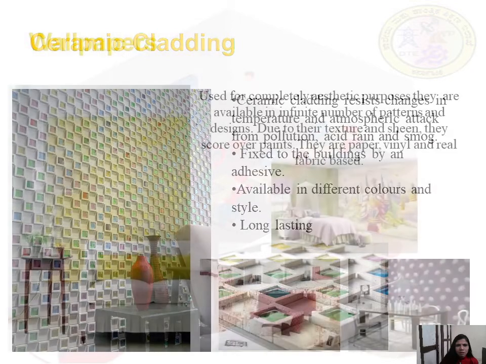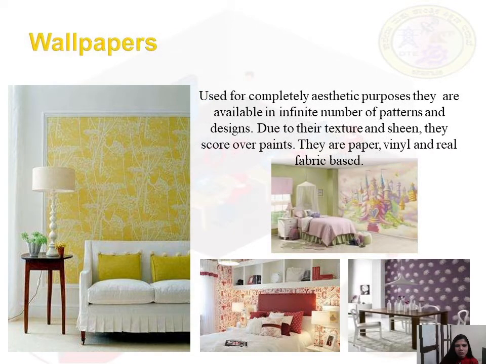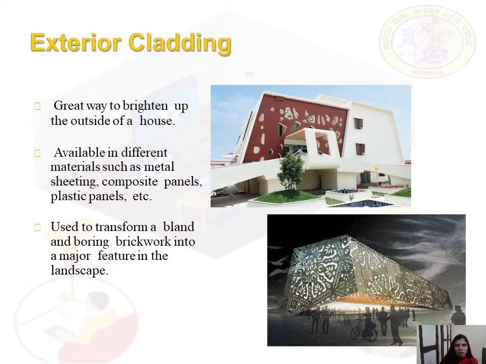The next is wallpapers, which is an interior cladding. The next is exterior cladding. What is this exterior cladding? The exterior walls which are made of the cladding material can be defined as exterior cladding.